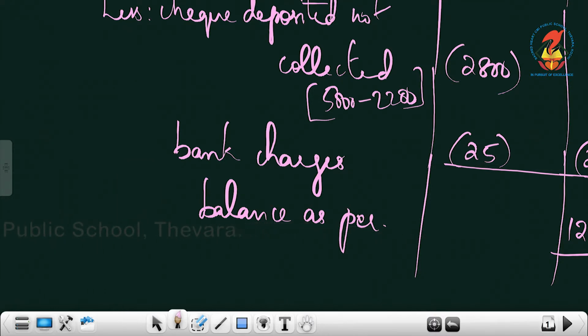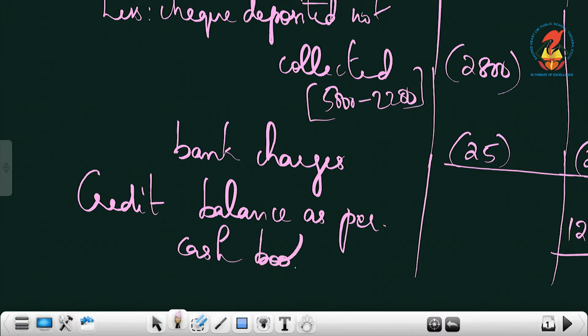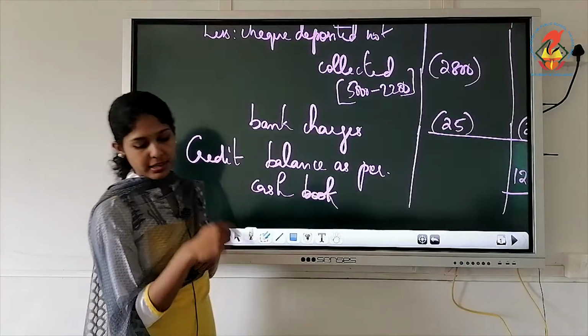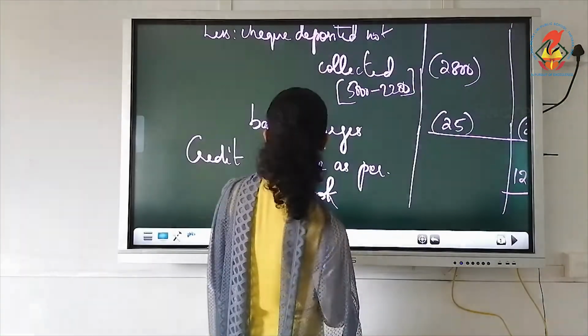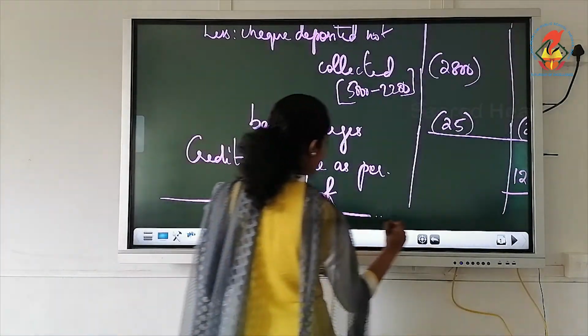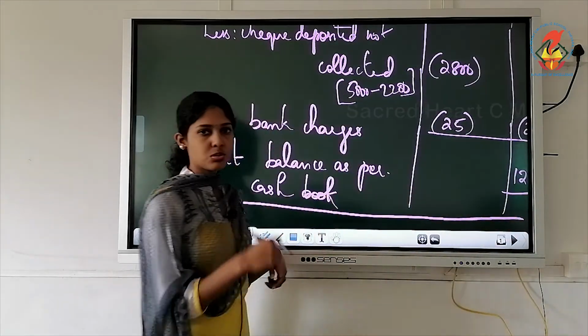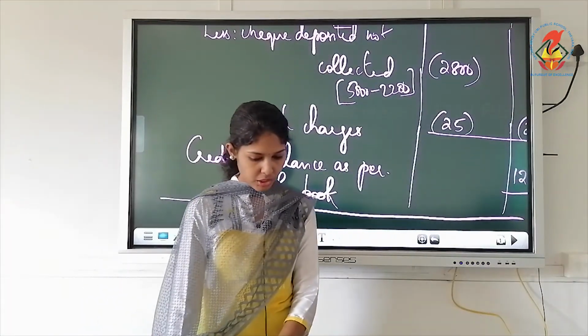The first one we wrote is debit balance as per passbook. So the opposite you can write now, credit balance as per cash book, or you can write overdraft balance as per cash book also. Okay, 12,675. Okay, the amount we have already written. So that is the fourth section.